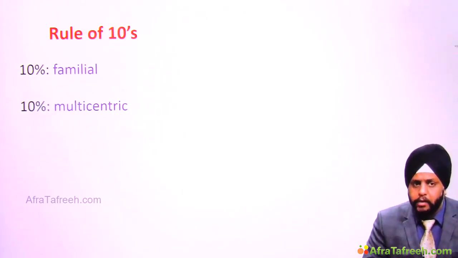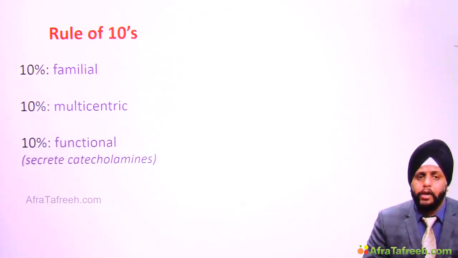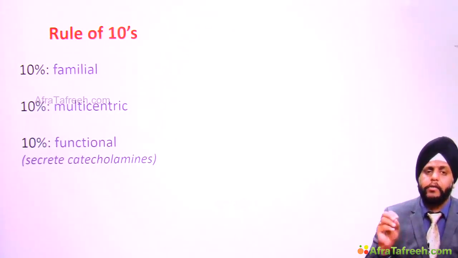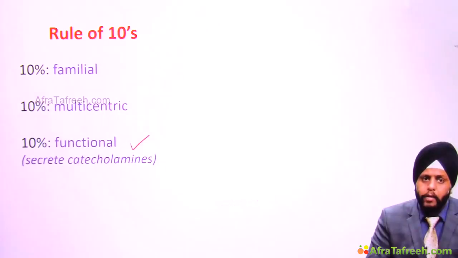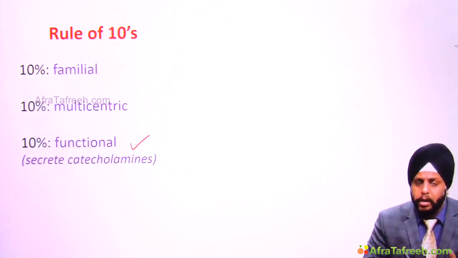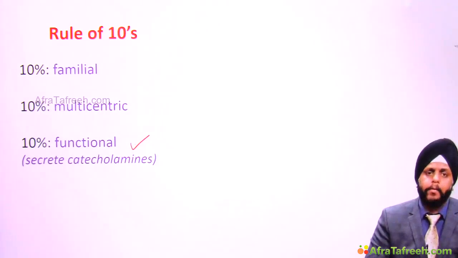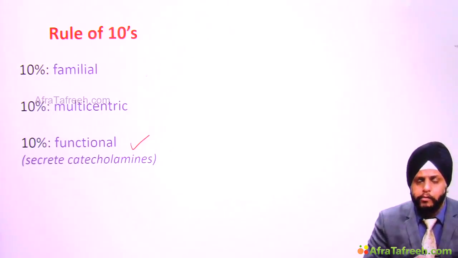So 10% are multicentric and 10% are functional. They are secretory. They secrete catecholamines. So that means they can have distant endocrine effects. So 10% are functional. They secrete catecholamines. All right. Okay, so that was our glomus tumor.